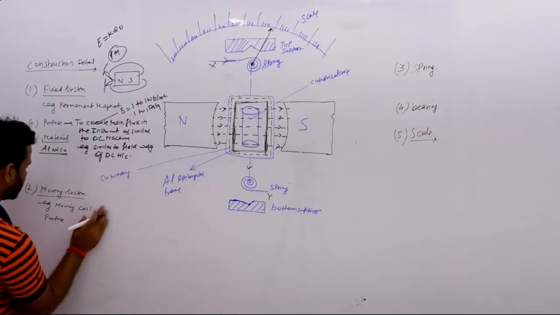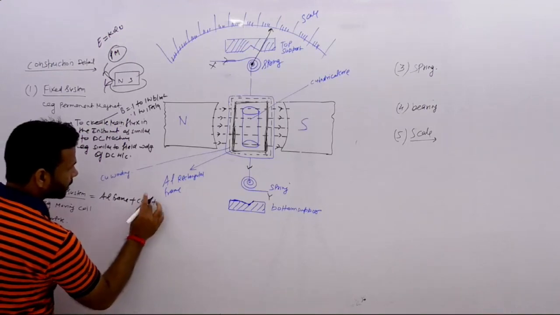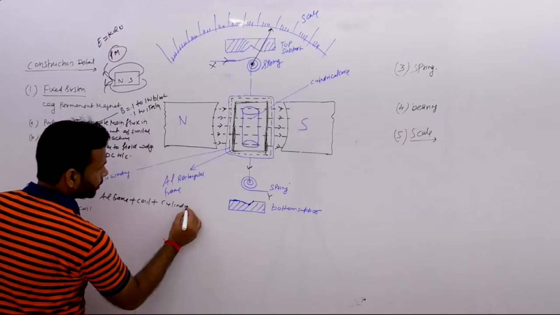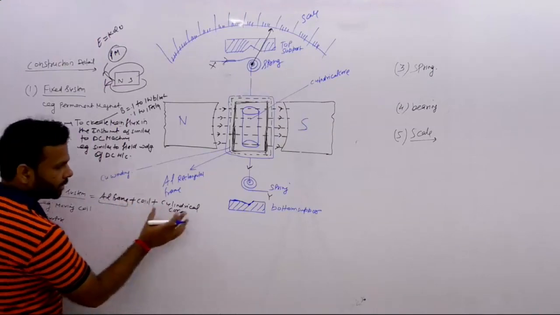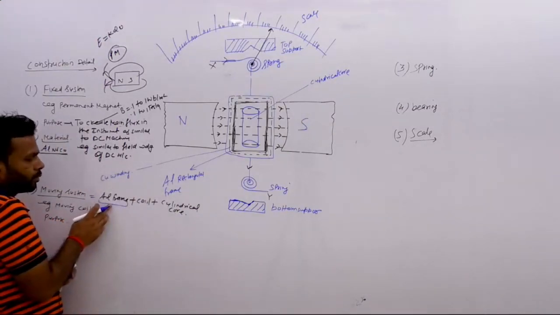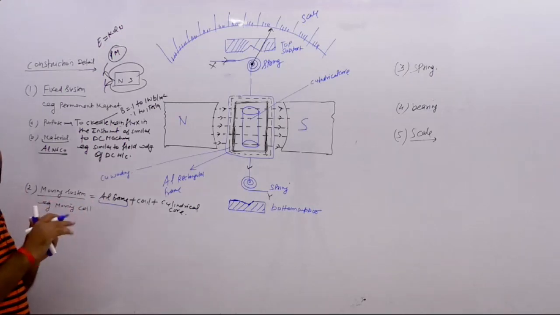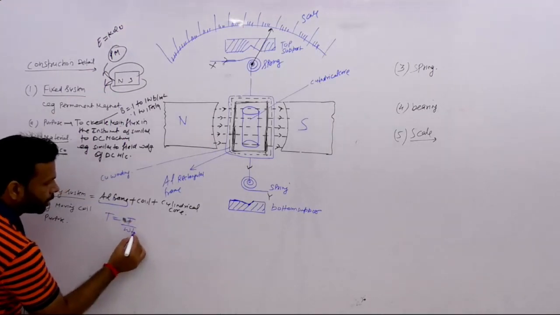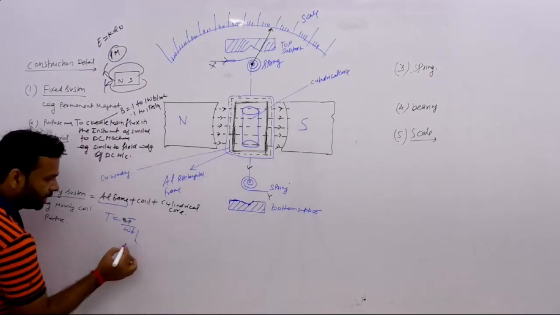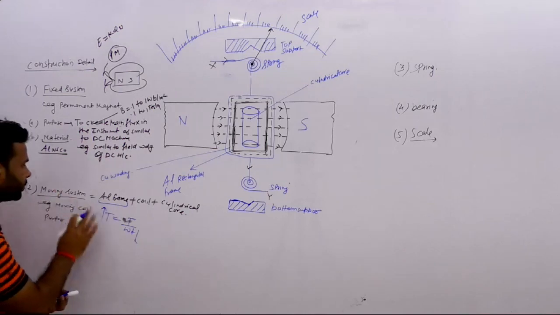In the moving system, I can write aluminium frame plus coil plus cylindrical core. Let's see the purpose of all these things. The purpose of the aluminium frame is to hold your cylindrical core, which is inside it. Aluminium is used because we need a high torque to weight ratio. If we use aluminium, its weight is less, so its torque to weight ratio is high, and it has less friction error. That's why we use an aluminium frame here.